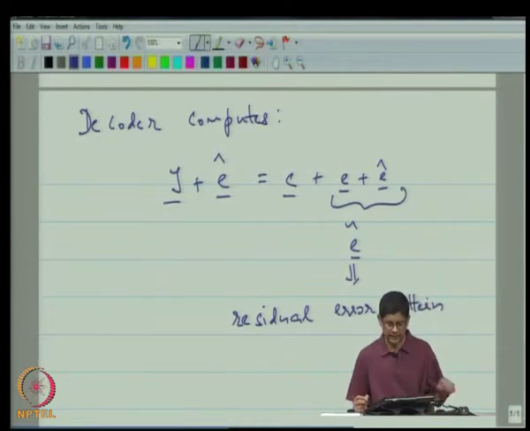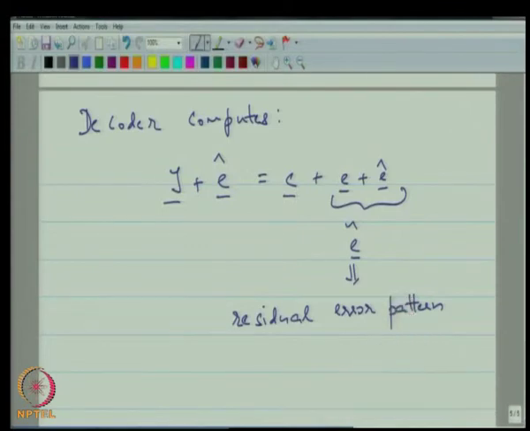So, what this is actually saying is that the combination of the channel and the decoder results in a residual error pattern, which is really the sum of the true error pattern and the coset leader, because the coset leader is really your guess at the error pattern. Now, if it happens that you guessed correctly, then the error vector and the coset leader will cancel each other out, so that your residual error vector is 0. But that may not always happen. Okay. In which case you would have a non-zero residual error pattern.